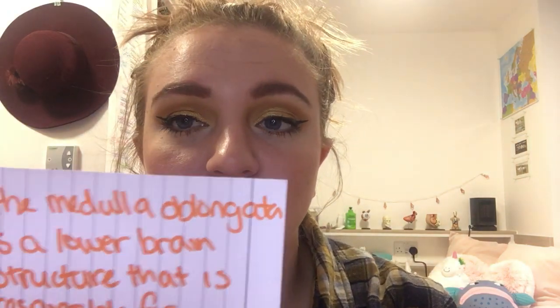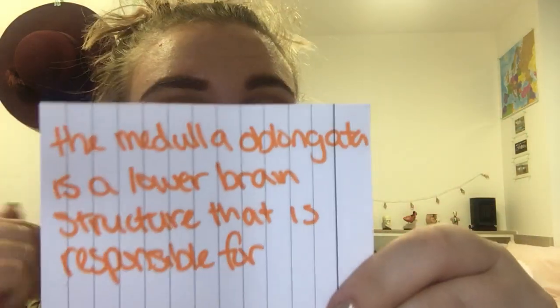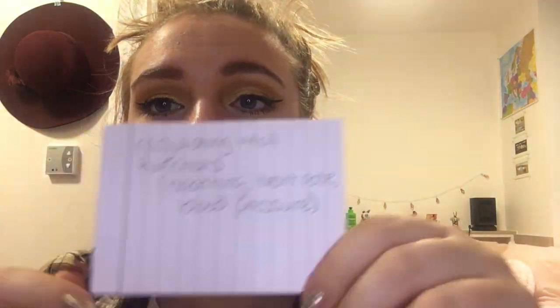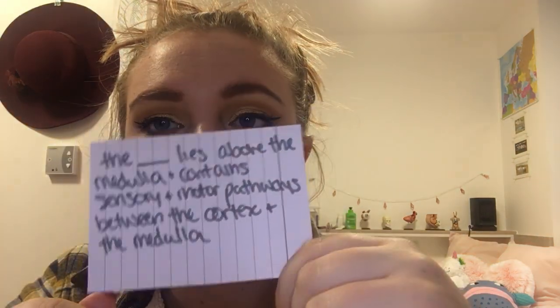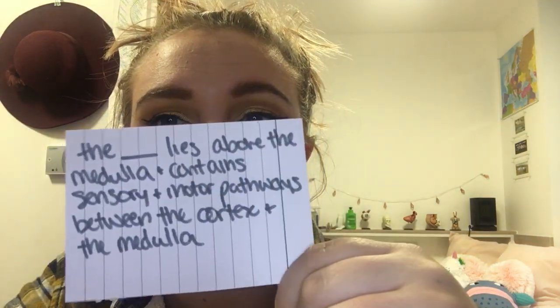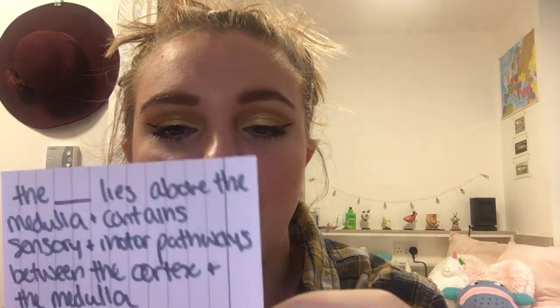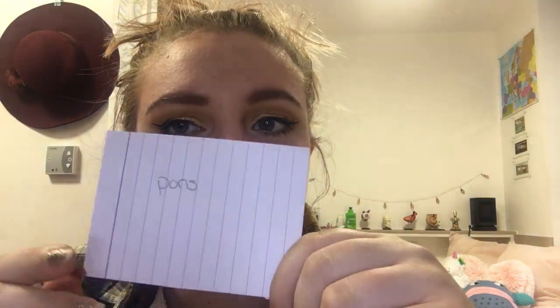The medulla oblongata is a lower brain structure that is responsible for, so lower brain structures, those hindbrain structures, what kind of things do they do? Regulating vital functions. So things like breathing, heart rate, and blood pressure, things that we don't think about, things that are a little more primitive. The blank lies above the medulla and contains sensory and motor pathways between the cortex and the medulla. What's right above the medulla? Comes from the metencephalon. That's the pons.